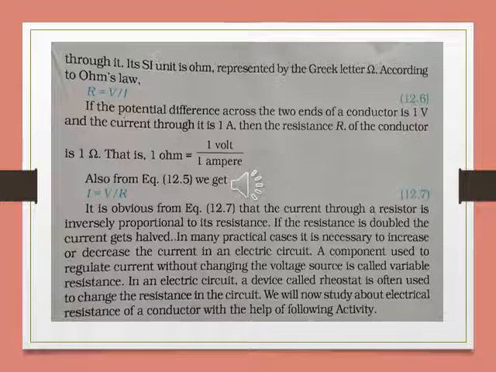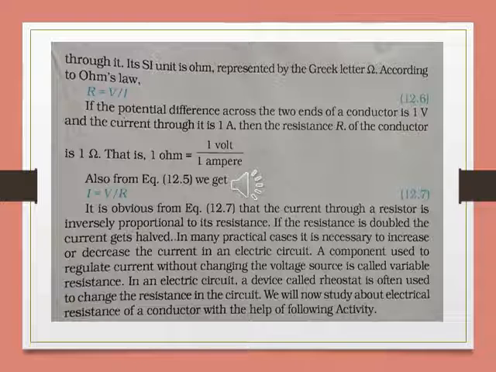According to Ohm's law, R is equal to V upon I. If the potential difference across the two ends of a conductor is 1 volt and the current through it is 1 ampere, then the resistance R of the conductor is 1 ohm. That is, 1 ohm equals 1 volt upon 1 ampere. Also from the equation we can get the relationship between I, V and R: I is equal to V by R.